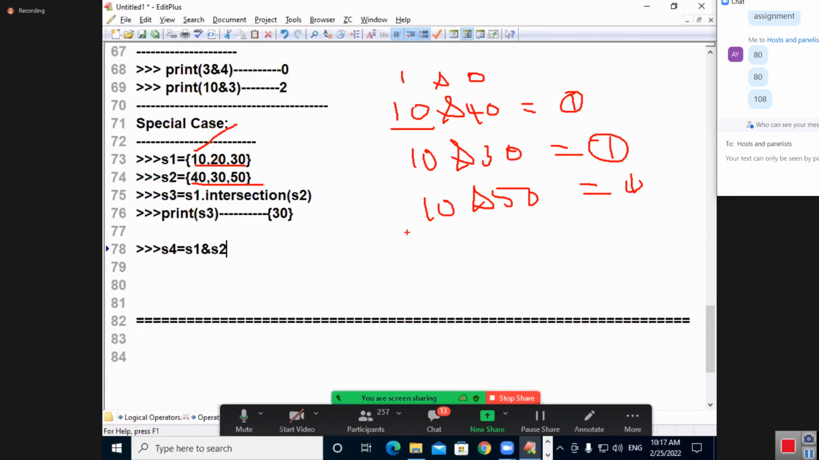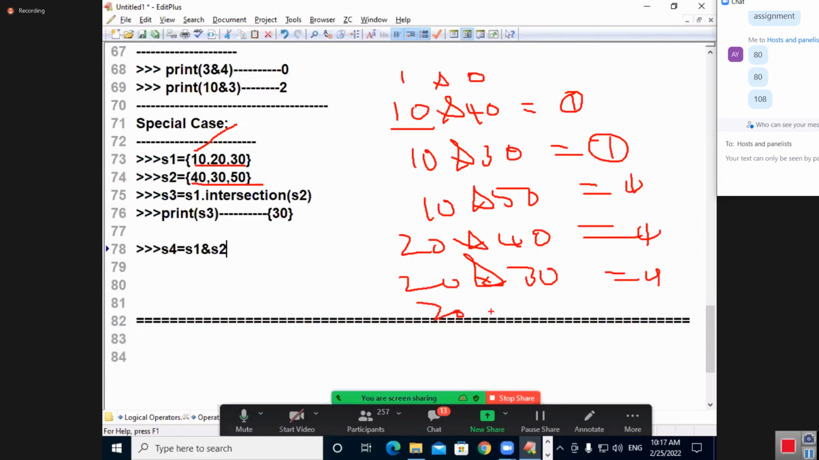Next 20. 20 with 40 is 0. 20 with 30 is 0. Now 20 with 50 is 0. Next is 30. 30 with 40 is called what? 0. 30 with 30.